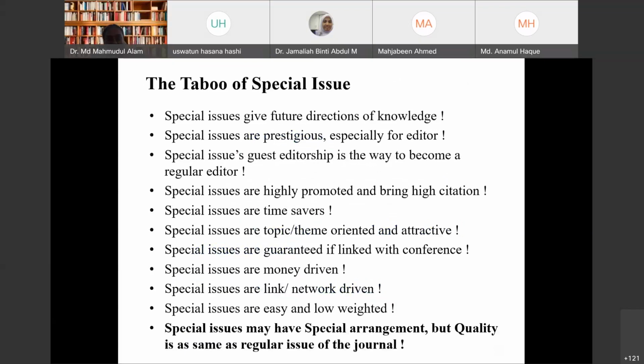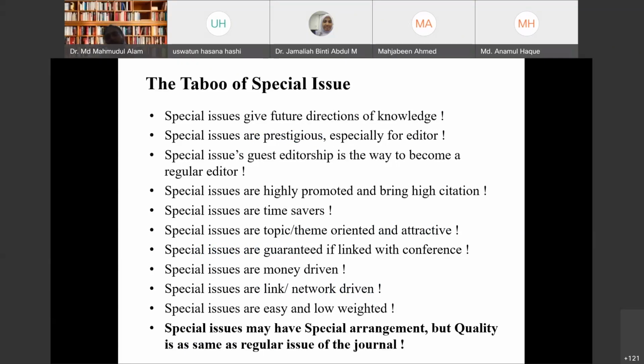Okay, this is another important thing. The special issue. There's a big taboo about the special issue. In Indonesia, they consider a special issue to be low grade, low quality. This is another thing. It's very interesting. A special issue. Its name is special, so that means there is something special here.